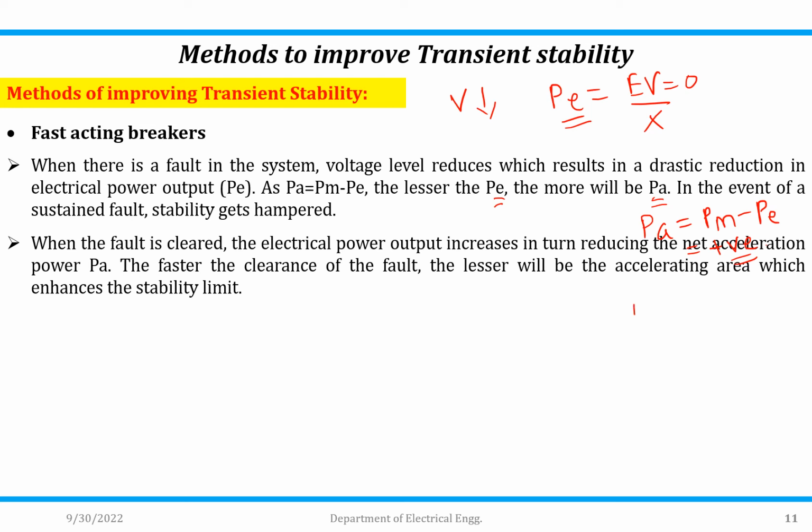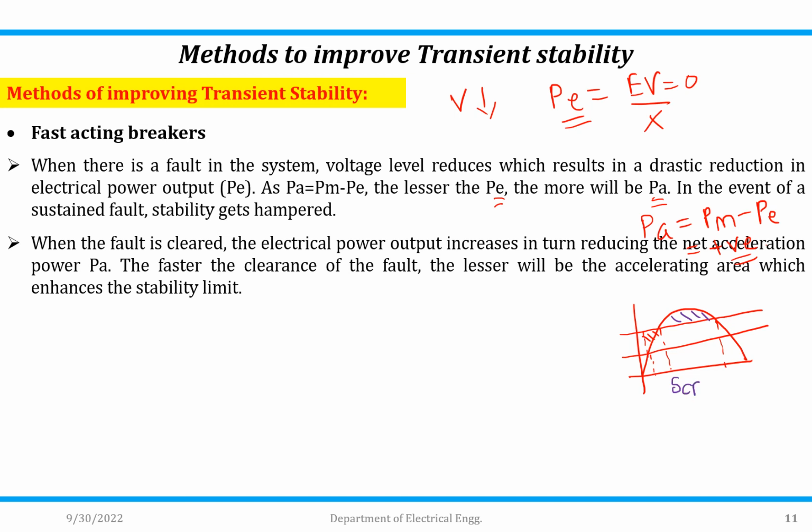Let's say, suppose I have this curve, I will draw this. Suppose this is my sudden increase in mechanical input. I will draw this. This is your area A1. This will be your area A1, and this is nothing but your area A2. Now let's say this is my delta CR. This is my delta CR.